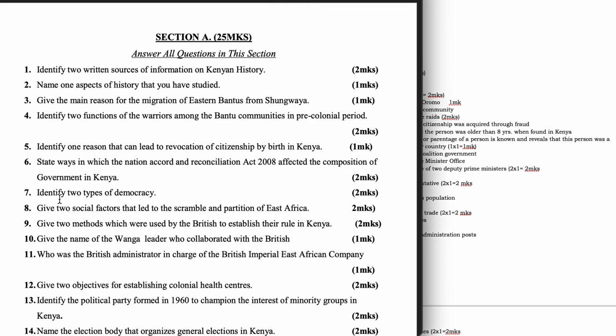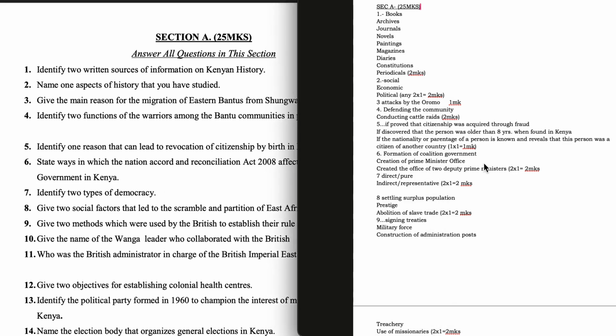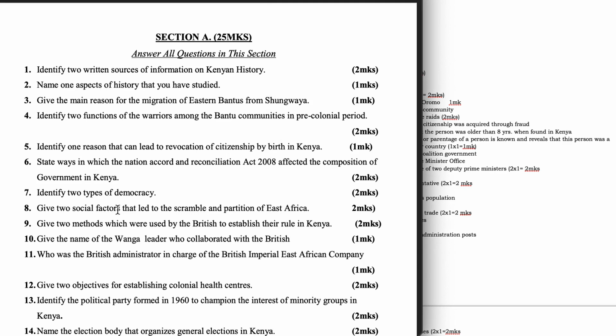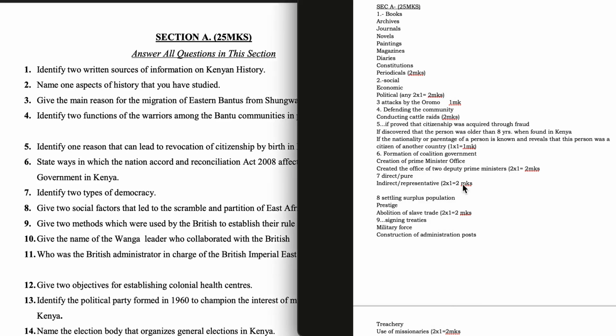Question 7. Identify 2 types of democracy. We have direct, or you can call it pure democracy, and then we have indirect democracy, which is representative. Question 8. Give 2 social factors that led to scramble and partition of East Africa. Settling surplus population. There was also prestige, and you can also say abolition of the slave trade.